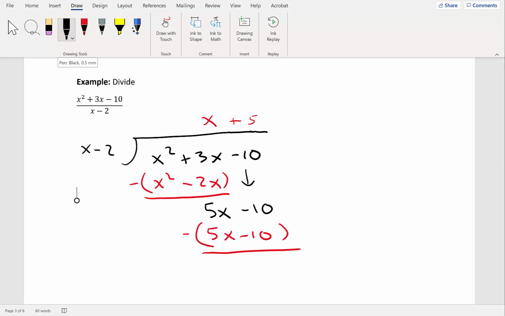Negative 10 minus negative 10. So remember that minus minus changes into plus. So I have negative 10 plus 10, which gives me 0. Notice I don't have any other numbers to bring down. So this x plus 5 is my solution.